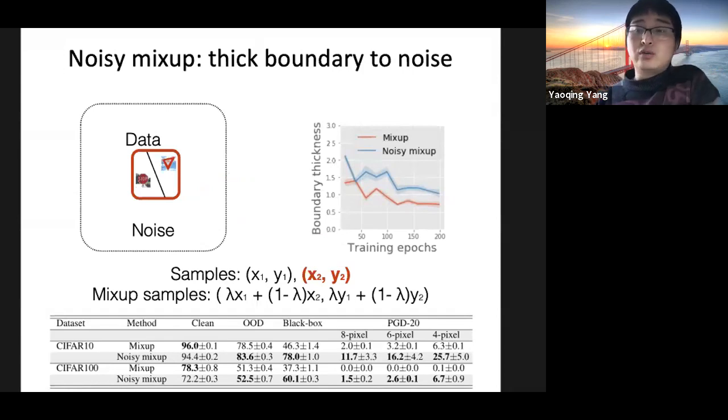So this is another way to show that boundary thickness is important, because when you not only increase the thickness between clean samples, but also between clean samples and noise, you can still improve robustness.